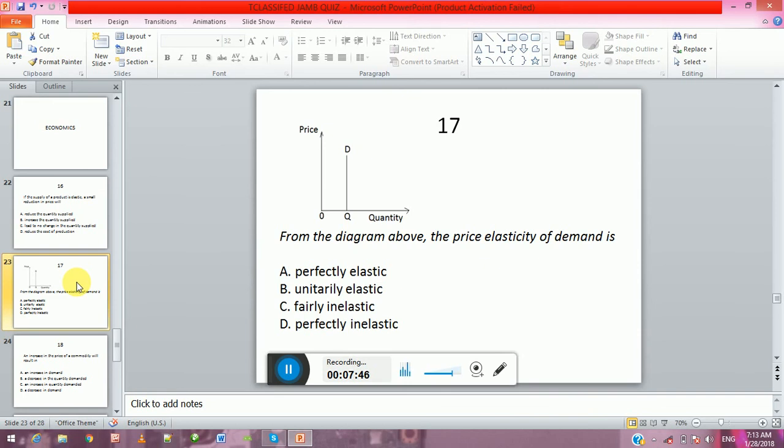From the diagram above, the price elasticity of demand is A, perfectly elastic, B, unitarily elastic, C, fairly inelastic, D, perfectly inelastic.